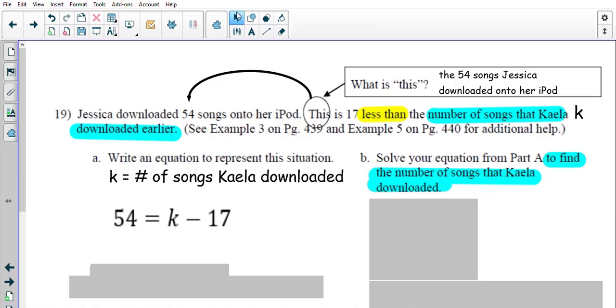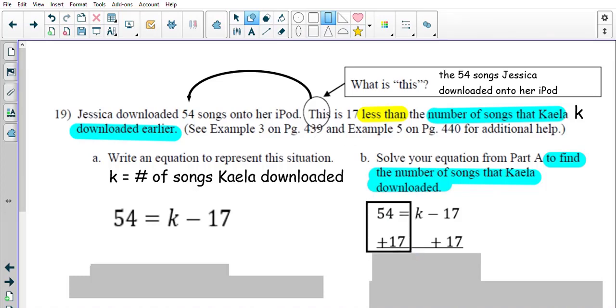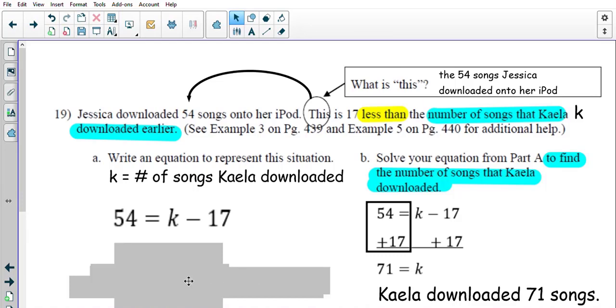All right, let's go ahead and solve this equation. So I'm not going to write out what's happening to the variable, but I am going to think through this. So what's happening to the variable is we're subtracting by 17. So the inverse of that is to add by 17. So we do that once on each side. And in your calculators, you're going to plug in 54 plus 17. So we are going to get that K equals 71. What does this mean? Well, it means that Kayla downloaded 71 songs.